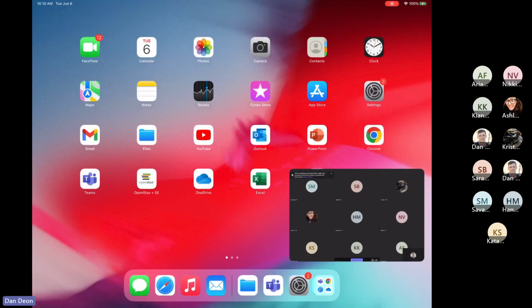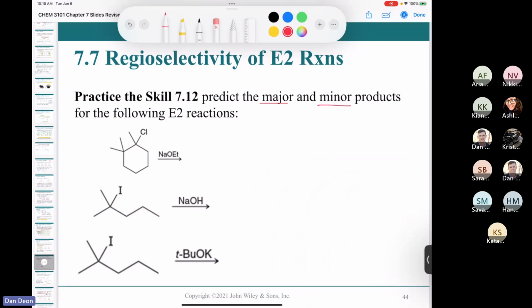All right, Chemistry 3101. We left off with this problem here, and we were looking at some E2 reactions and regioselectivity. So remember, selectivity. Imagine you're at a buffet and you're being selective. It doesn't mean that you're not going to pick one thing. Let's say there's rice and then there's potatoes. You're going to be selective for one over the other. You're going to have more rice and less potatoes. So you're selective for one over the other, which just means you're still going to get both.